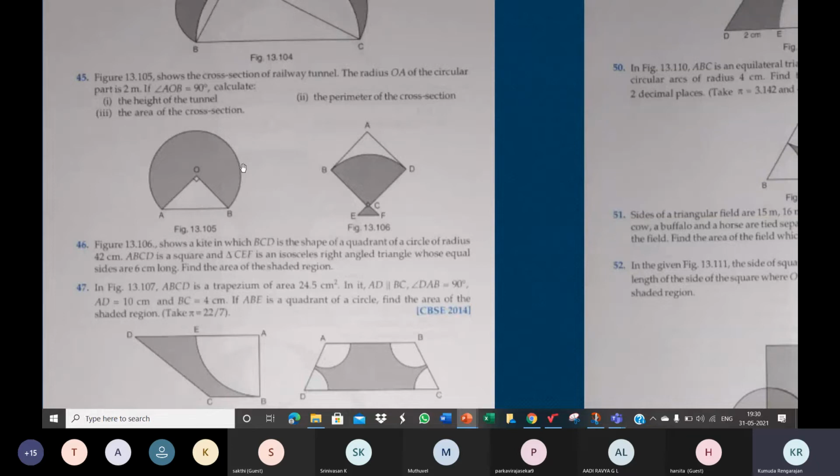Children, in the exam you have to find the values in decimal. You'll have to use the value of pi and the value of root 2, which will be given to you. But for now, we leave it like this. The length of the major arc is 3 pi, the length of AB is 2 root 2. So 3 pi plus 2 root 2. Very good. Now the area of the cross section.